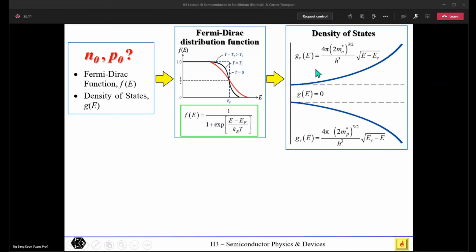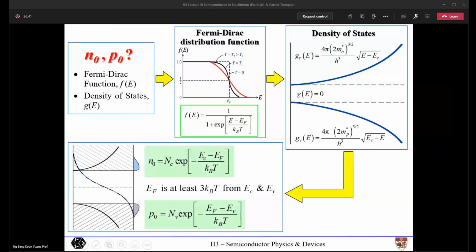If we do that, we find that the density of states in the conduction band is a root E relation, and similarly for the valence band, you also get a similar root E relation. In between the conduction and valence band edge, in the band gap, the density of states there is 0. This is obvious, because in the band gap there is no state present. So the states there is 0.